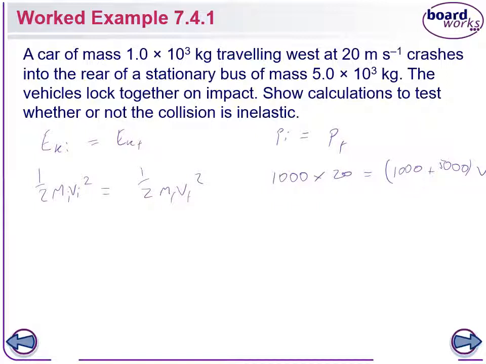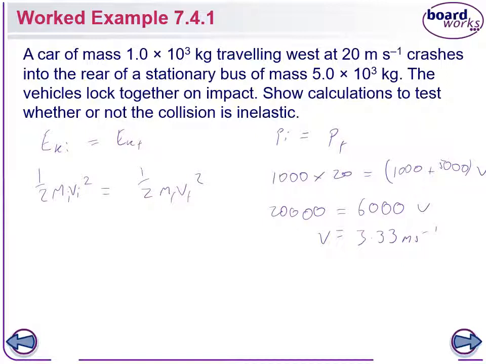So we get 20,000 is equal to 6,000 v, and so v will be equal to 3.33. After our vehicles have locked together, they're traveling with a speed of 3.33. Does this pass our common sense test? We've got a car hitting a stationary bus. The car was traveling at 20 meters per second. The bus is heavier, so we'd expect it to lose a lot of speed, but still keep going. So the common sense test passes.